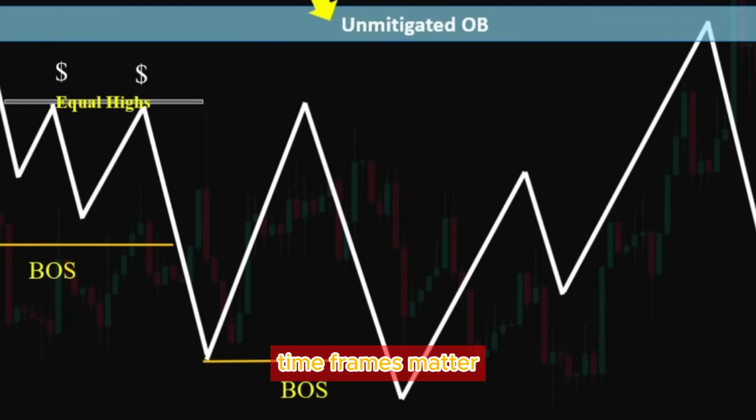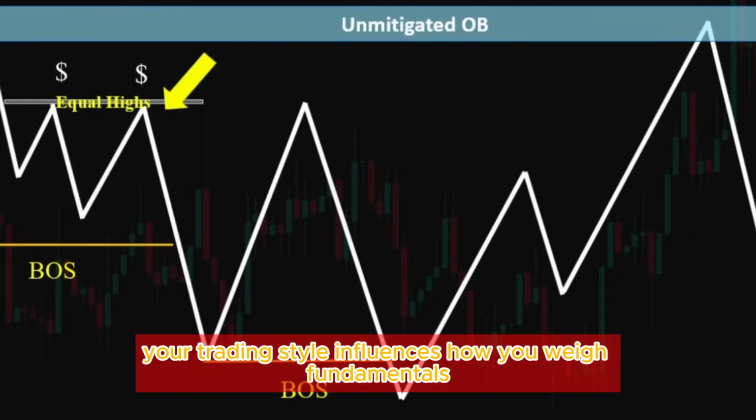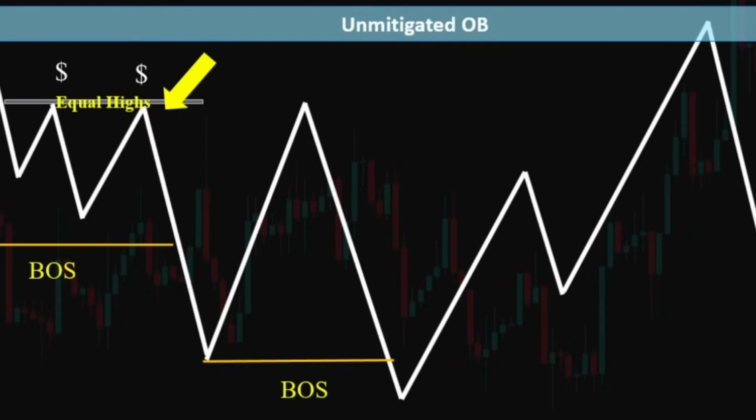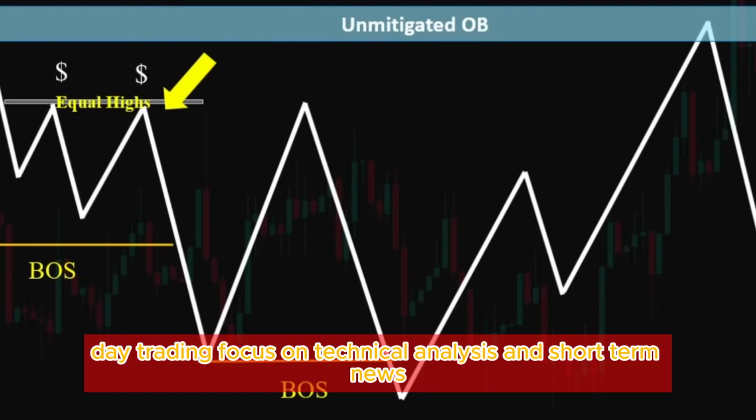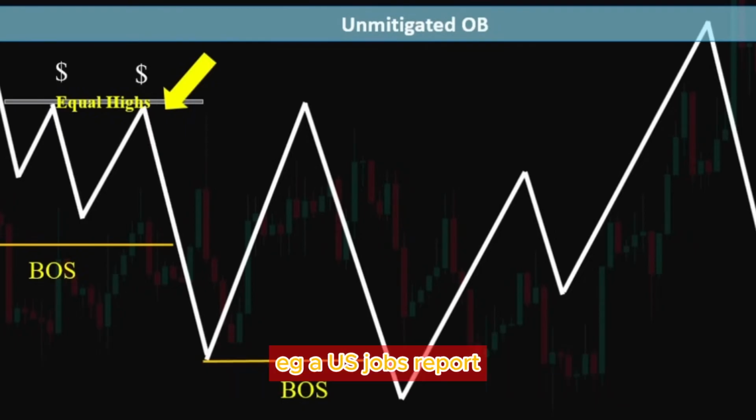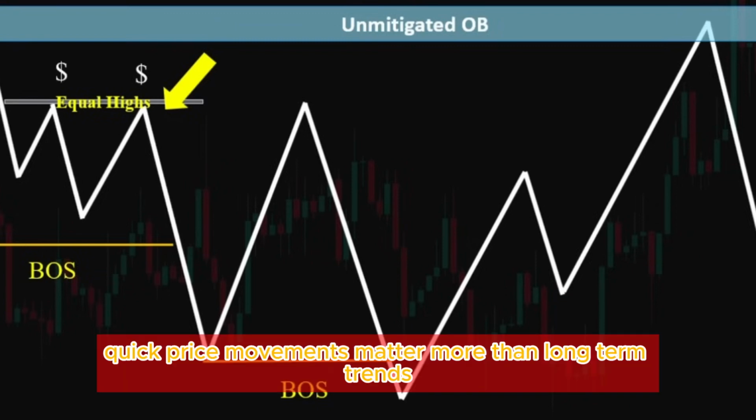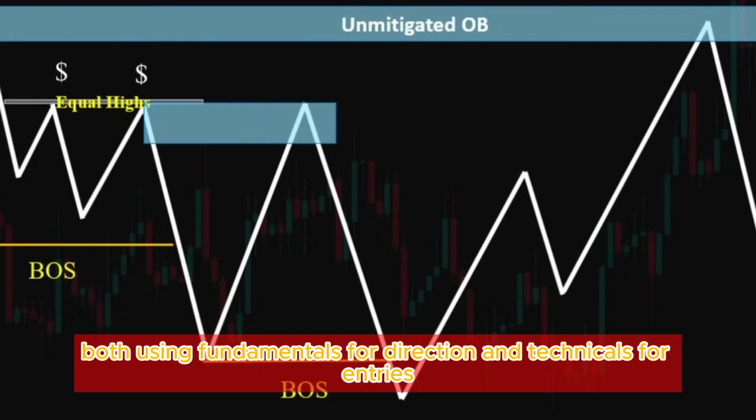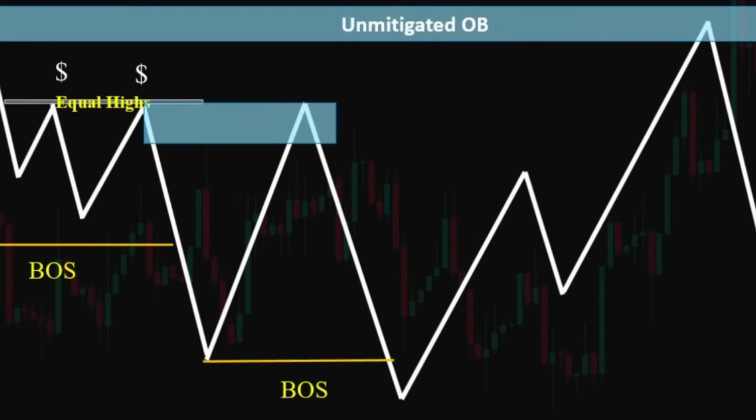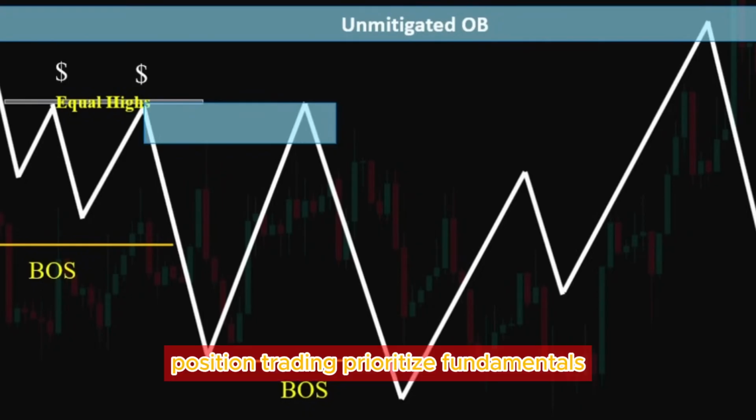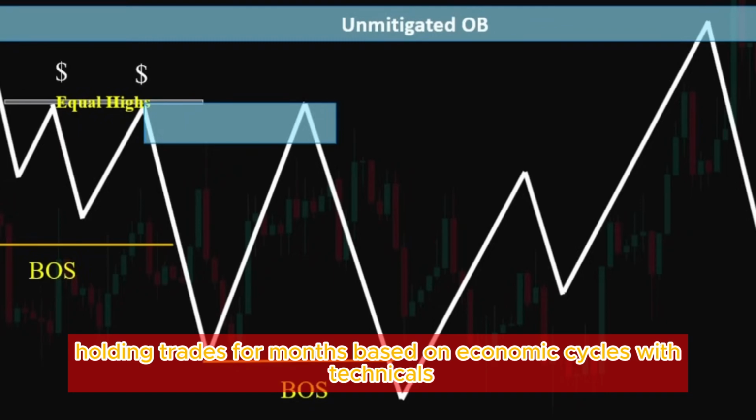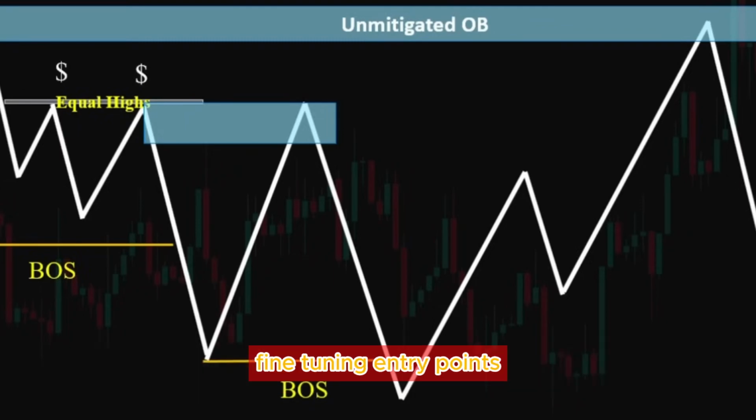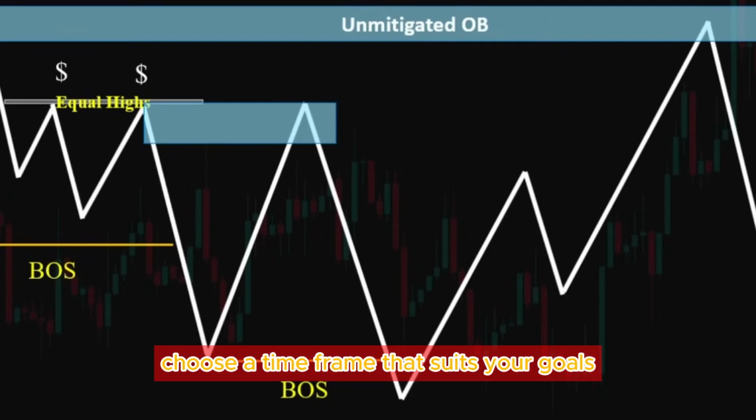Time frames matter. Your trading style influences how you weigh fundamentals and technicals. Day trading: focus on technical analysis and short-term news, e.g., a U.S. jobs report. Quick price movements matter more than long-term trends. Swing trading: balance both, using fundamentals for direction and technicals for entries over days or weeks. Position trading: prioritize fundamentals, holding trades for months based on economic cycles, with technicals fine-tuning entry points. Choose a time frame that suits your goals and adjust your strategy accordingly.